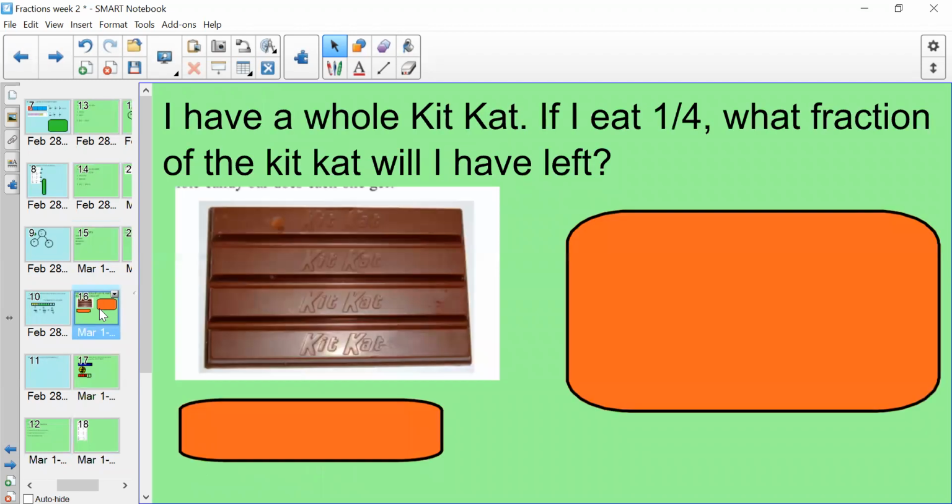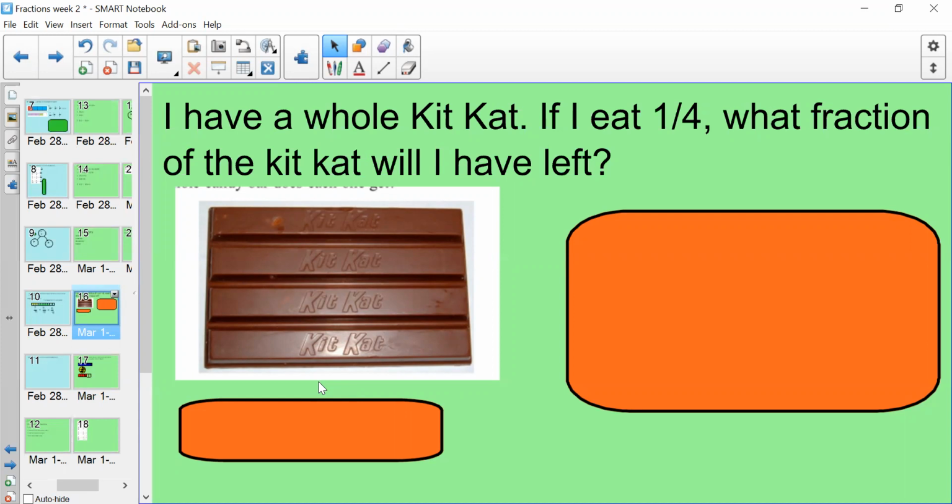Okay, so to begin with, our big question is, I have a whole Kit Kat. So here's my whole Kit Kat. If I eat 1/4, what fraction of the Kit Kat will I have left? So it's really important now that you have a pen and paper in front of you. And I would like you to think about what the question is asking you to do.